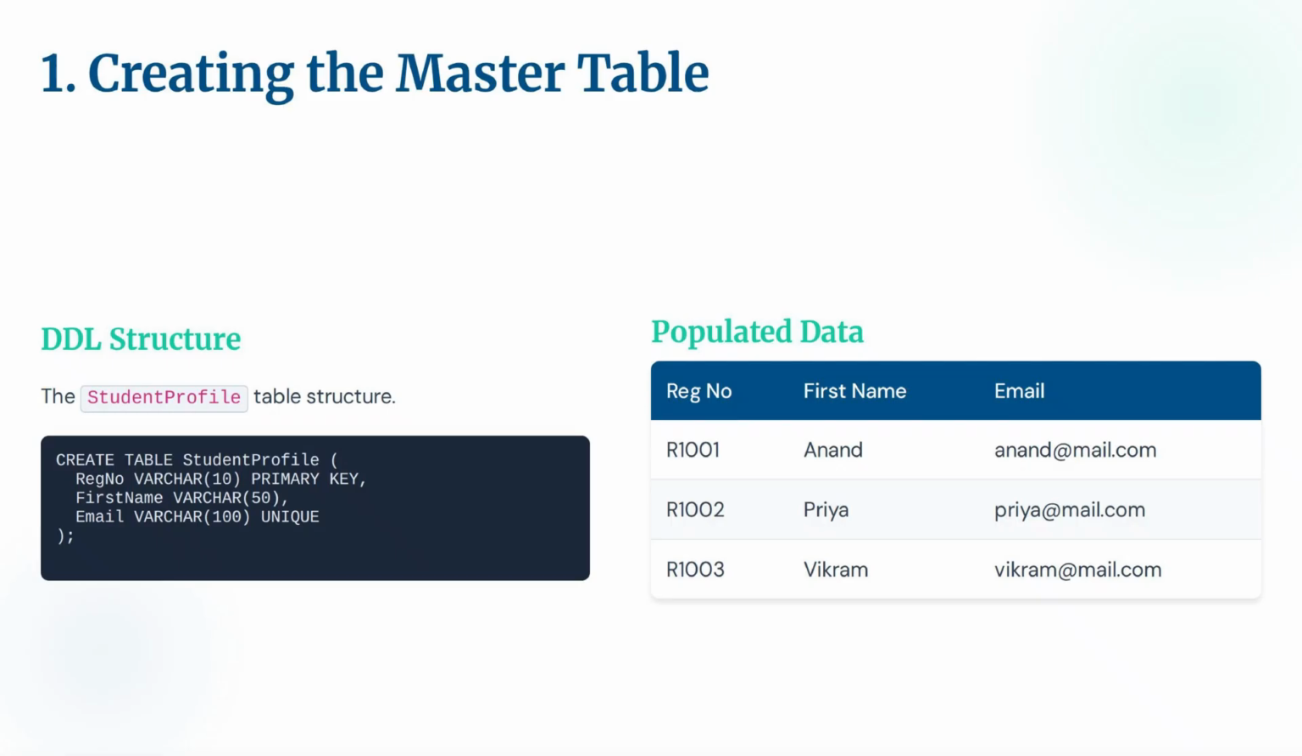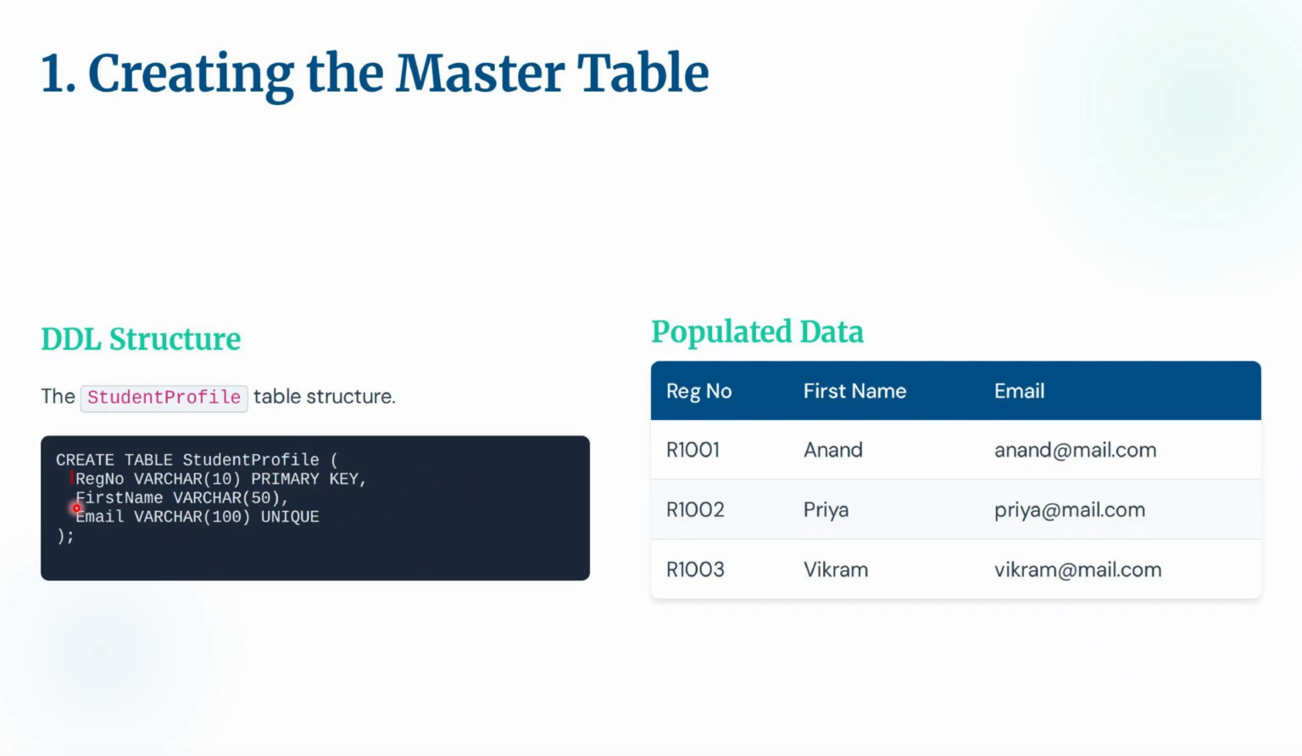So after the open bracket, we have to write the register number, and what kind of data type. So register number is a column name, the data type is varchar and 10 is the size of the register number. So maximum you can give the values up to 10 digits and it is a primary key value. That means this column can be referred in another table. So this is declared as a primary key value.